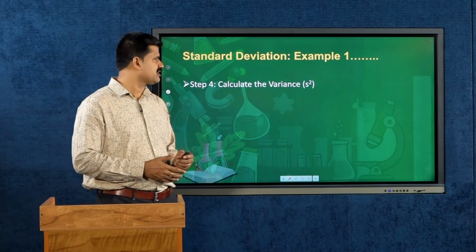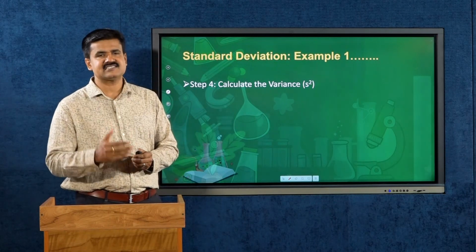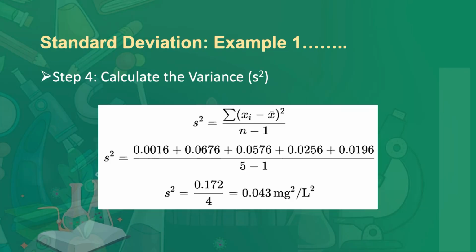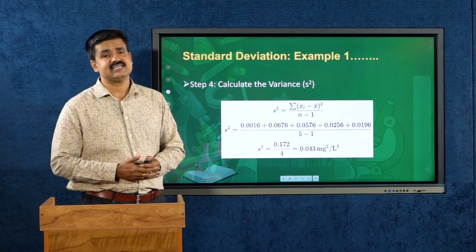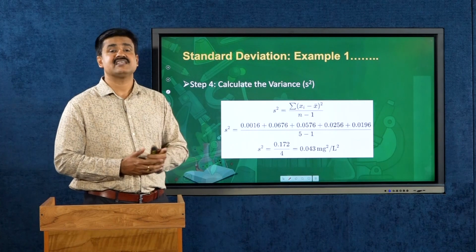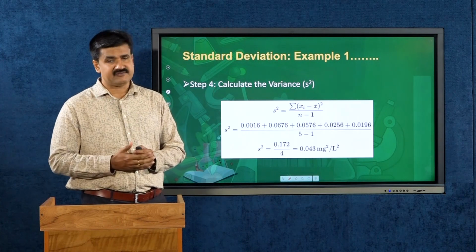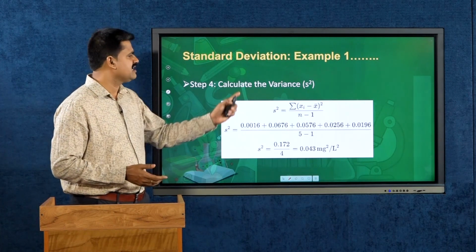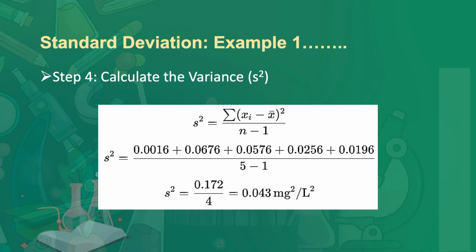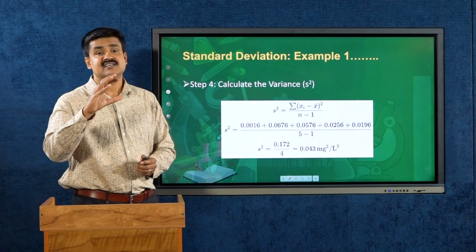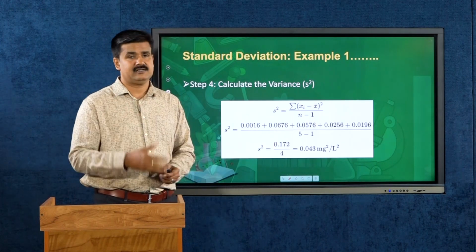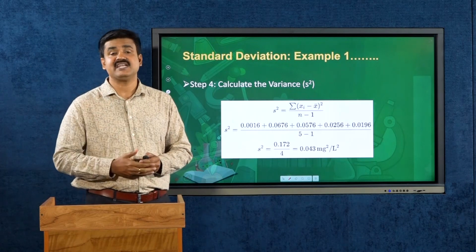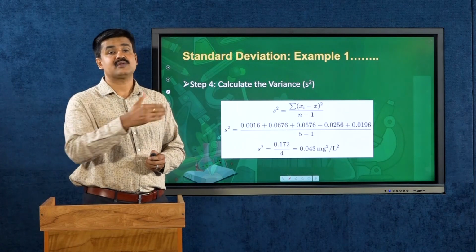So, in the fourth step, we are calculating the variance, that is S square. S square is calculated as sigma (xi minus x bar) whole squared divided by n minus 1. This is called the sample variance, because its square root gives the sample standard deviation. So, the variance in the present case is S square equal to 0.043 milligram square per liter square. You know the unit is squared; the actual unit is milligram per liter. So, here you are calculating the variance.